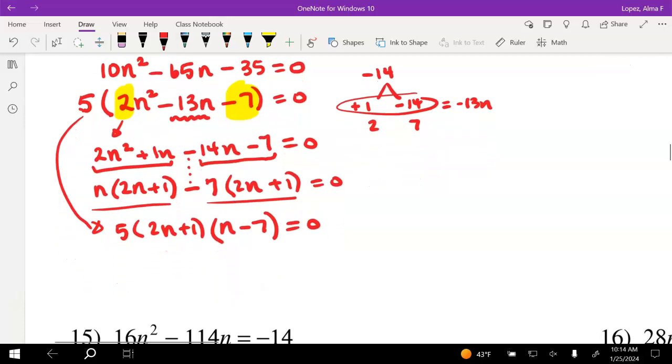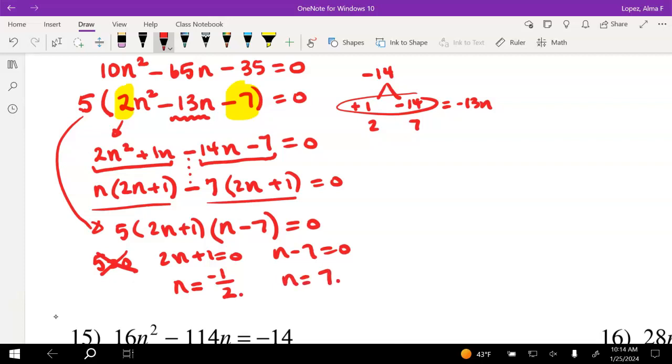Now I'm going to go ahead and set each factor equal to 0. And I'm going to solve. For time's sake, well, this one is a lie. 5 equals 0 is a lie. For time's sake, and I don't have a lot of room, you would solve it like we've done on the previous examples. Your answer will be negative 1/2. And the n minus 7 will solve and get you an n equals 7.